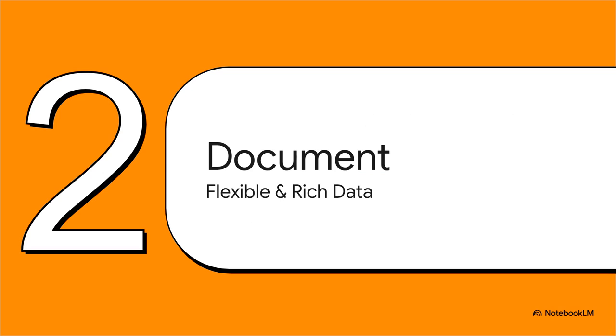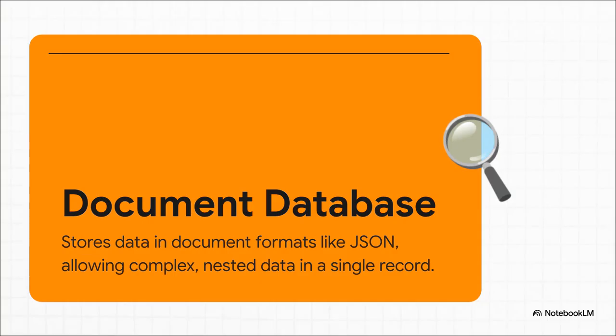So if the key value store is our super fast code check, then think of a document database as more of a sophisticated digital filing cabinet. Each file in this cabinet can hold really rich, complex, and even nested information. The absolute keyword here is flexibility.